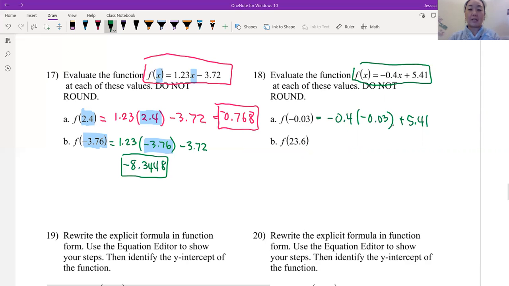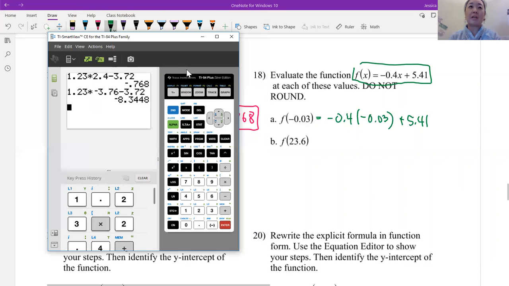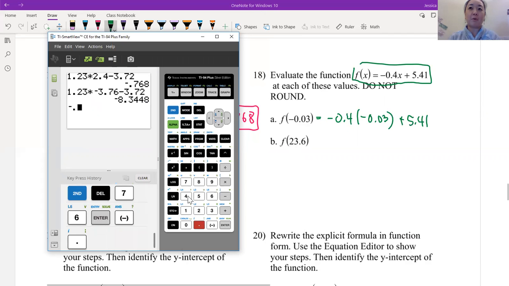Again, put that in your calculator. And honestly, you can do it without the calculator, but it's going to take a while. And this is timed, and you don't have that kind of time unless you feel that is a challenge. So negative 0.4 times negative 0.03. If you want to put parentheses around them, feel free to do that. But the only time that is really important is if you have exponents. So plus 5.41.